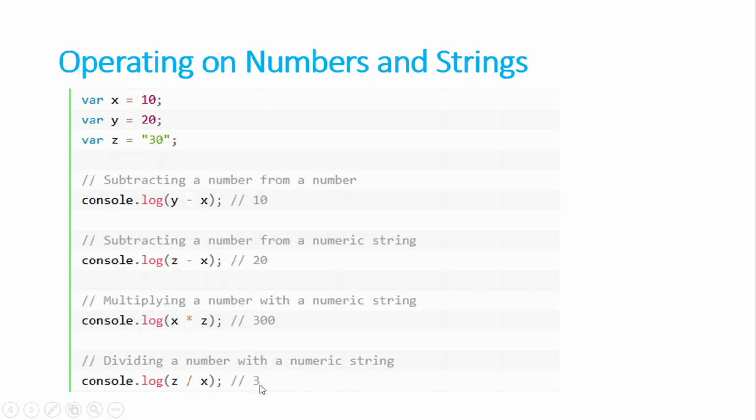So only in addition do we get the concatenated result, and we don't change the data type of the string variable if we have a string and we have stored a number. But in the other operations you can see it is automatically converting the string into a number and then performing the operation. So this is the case.